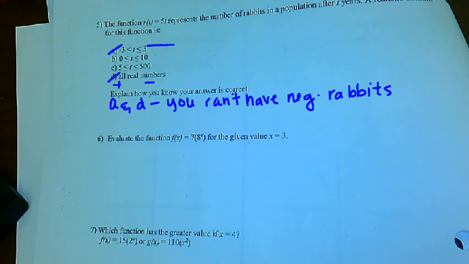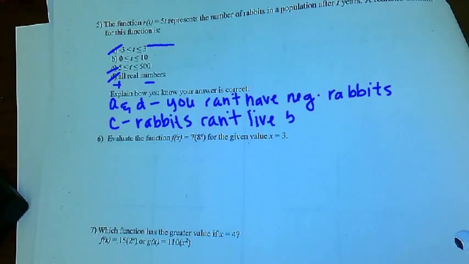All right, and if we look at one after that, let's see, for C, that one probably wouldn't be it either, because rabbits won't live 500 years. Not cooperating today, sorry. Okay, so our answer is going to be 0 to 10. That's pretty realistic.